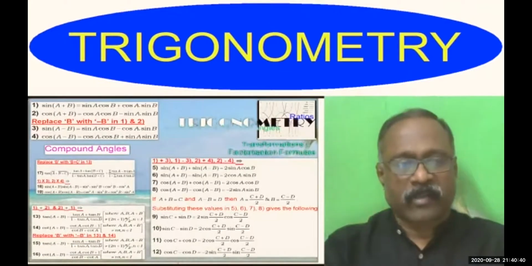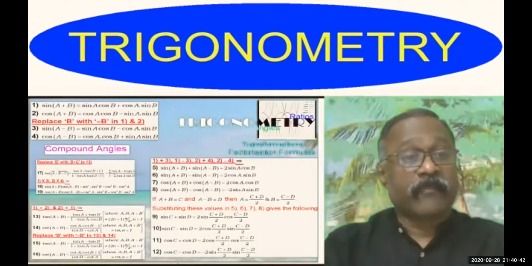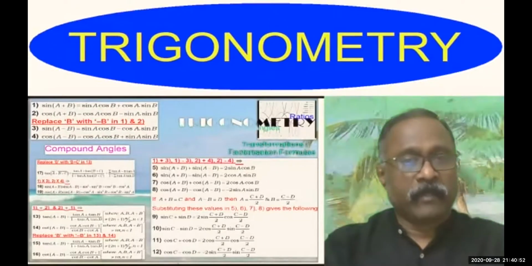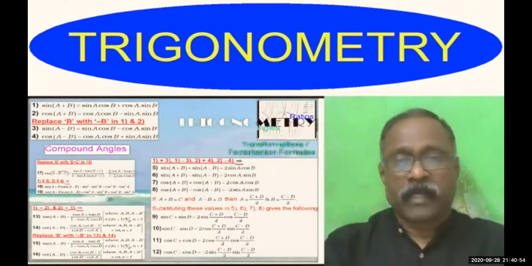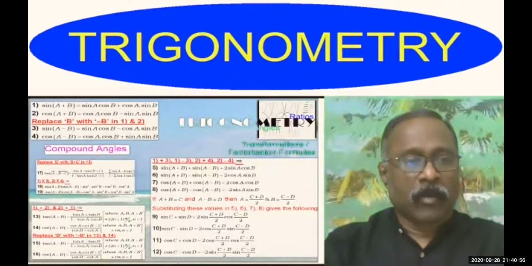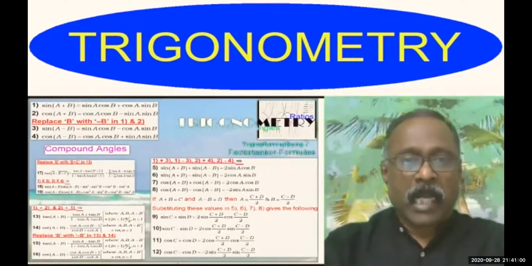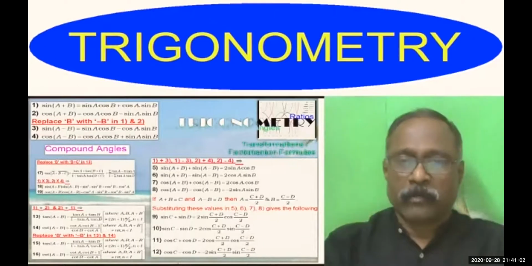Here, do you see the screen? That is sine of A plus B, which is sine A cos B plus cos A sine B. Cos of A plus B is cos A cos B minus sine A sine B. I'll be deriving only these 2 formulae.